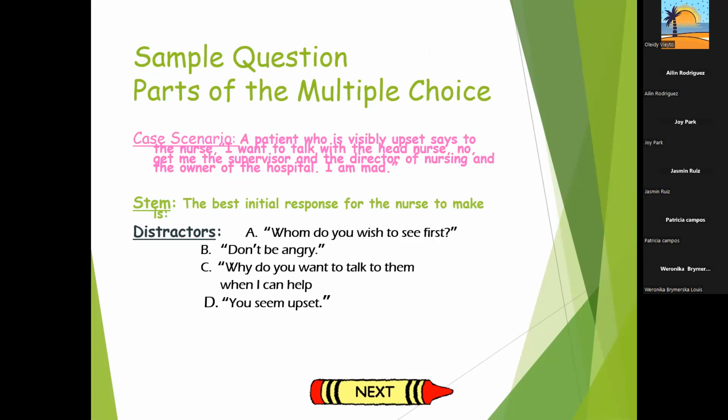So the case scenario: a patient who is visibly upset says to the nurse, I want to talk with the head nurse. No, get me the supervisor and the director of nursing and the owner of the hospital. I'm mad. That's my case scenario. The STEM is my question. The best initial response for the nurse to make, based on that case scenario, is: A, whom do you wish to see first? B, don't be angry. C, why do you want to talk to them when I can help? Or D, you seem upset.